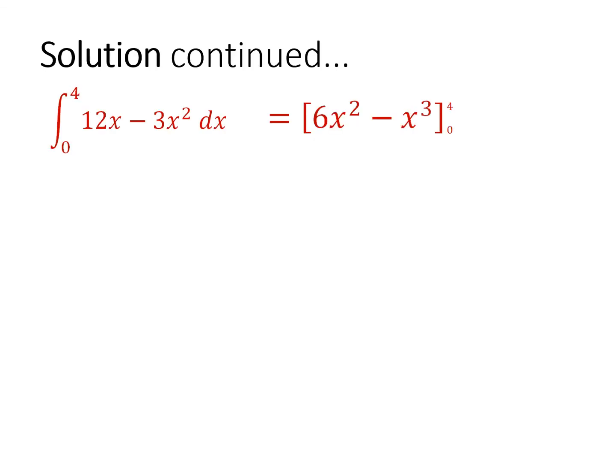So that's what we've done so far. We still haven't quite finished it. We've integrated it, but we haven't put the numbers in. So the next thing, we put the higher number in. So we substitute x equals 4 into that equation.